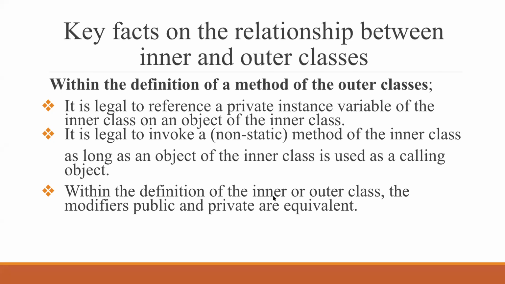Within the definition of an inner or outer class, the modifiers public and private are equivalent. What do we mean here? They are on the same level as far as access is concerned. Whether you've used the visibility modifier private or public within an inner class, the outer class can access those members. Even if you've used public or private as the visibility modifier on a method or an instance variable within the outer class, then the inner class can also access those members.